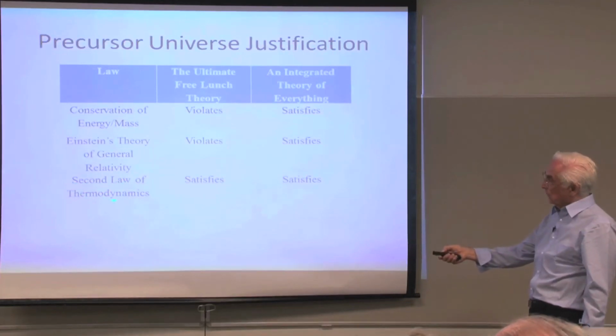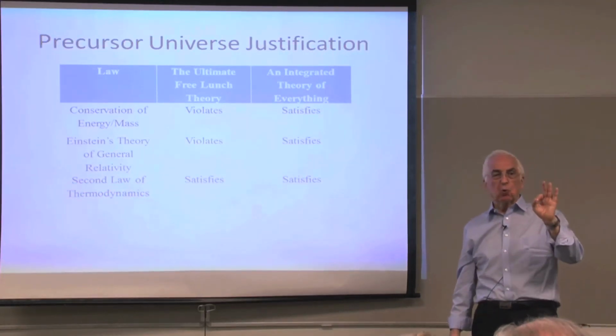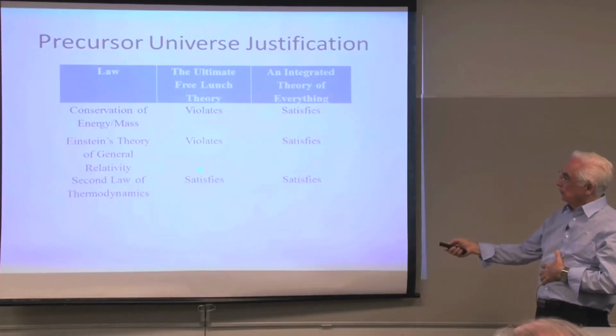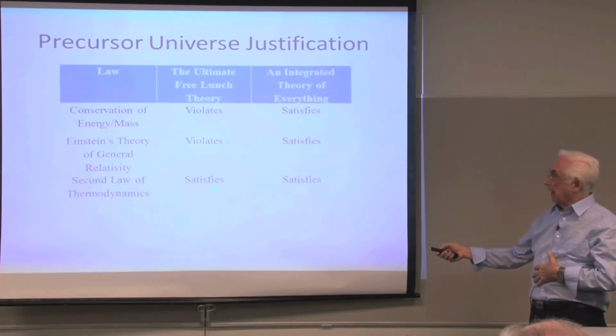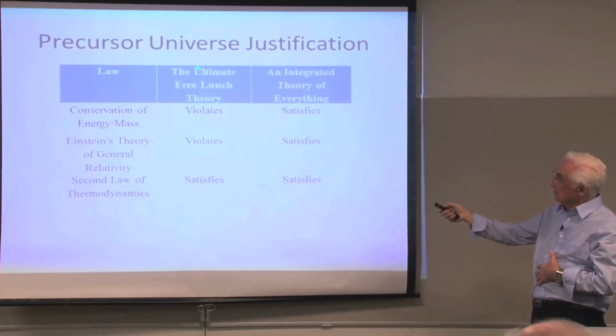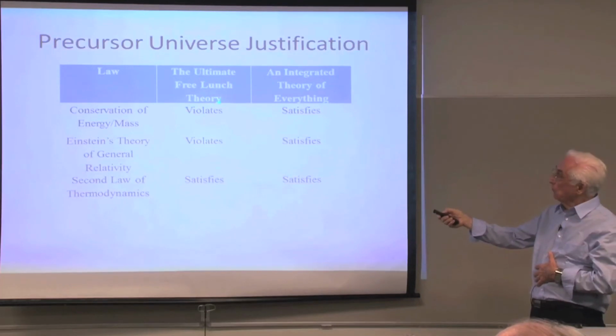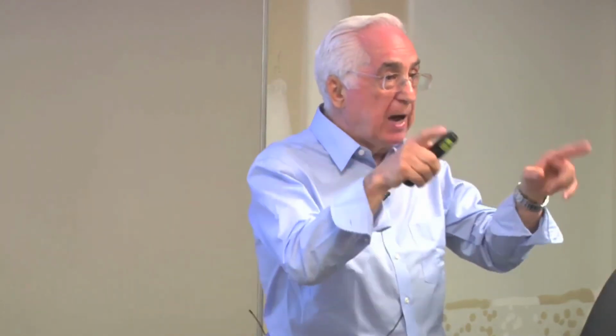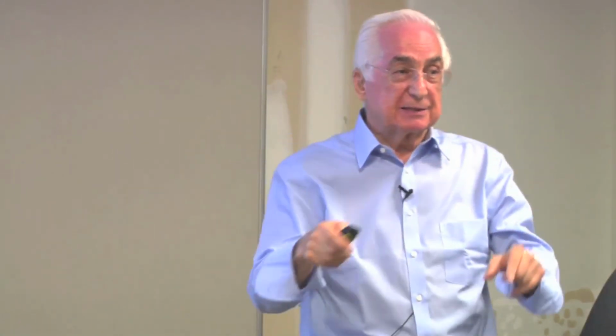Now, the second law of thermodynamics basically says that disorder or entropy increases as a function of time. And both the two theories of cosmology satisfy that. So, once again, I'm proposing that an integrated theory of everything replace the prevailing ultimate free lunch theory, because the integrated theory of everything satisfies 3 laws of physics, whereas the ultimate free lunch satisfies only 1. Now, if your obnoxious physicist friend insists that the ultimate free lunch is still correct, you refer him to me, and I will straighten him out.